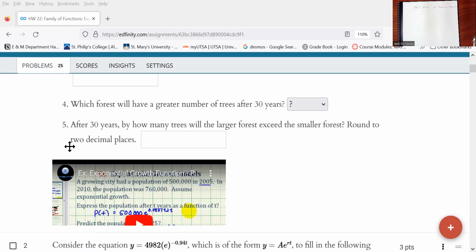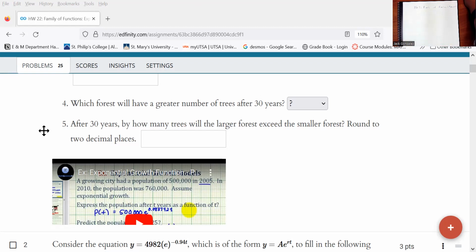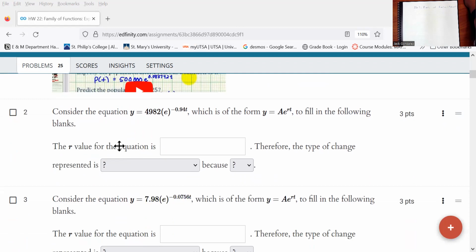For 5, you plug in 30 into both and just find out how much each one has. What's the difference? What is the tree difference between forest A and forest B in 30 years? Hopefully at that point B has surpassed A. I think probably it will. I would bet money it will.